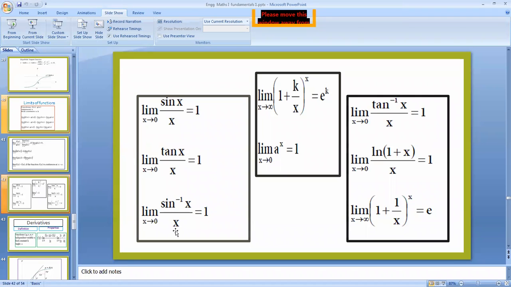आता sin inverse of x upon x आहे. Limit as x tends to 0. Sin inverse of 0. काय असणार आहे sin inverse of 0? What is sin inverse of 0? आता मला तुम्ही सांगा sin 0 ची व्हॅल्यू काय असते रे? What is the value of sin 0? Sin 0 ची व्हॅल्यू? Sin 0 is 0. Yes. Sin 0 is 0.